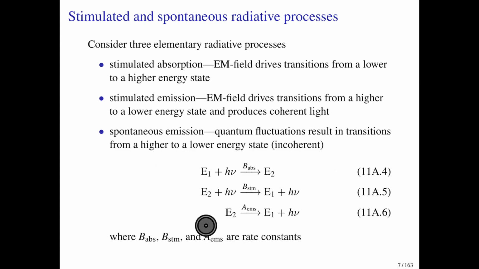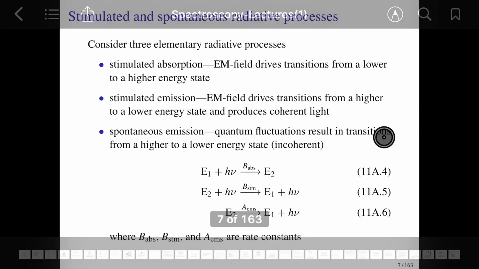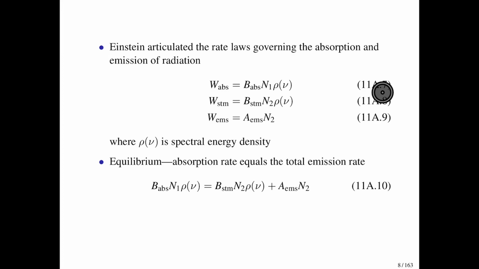So we can consider these to be elementary type chemical reactions. These are their rate constants, and you might expect what we're going to do next is look at the rates for these different reactions. And in fact, that's what Einstein did. He articulated the rate laws governing absorption and emission. And so on the left-hand side here, we have the rates of each of these processes. And like any elementary rate law, the rate is equal to the rate constant times the concentration of the reactants. So N1 is the population of state 1, and it represents the concentration of molecules in that lower state.